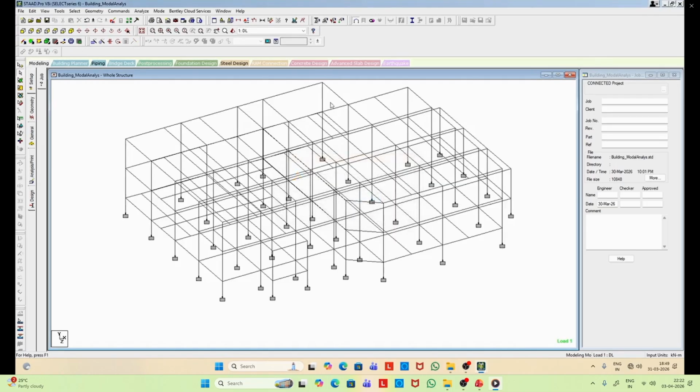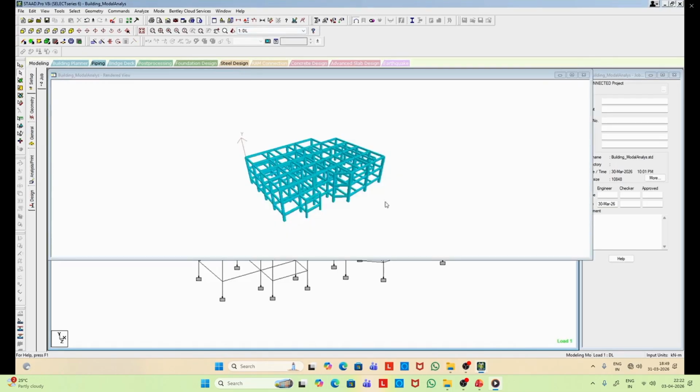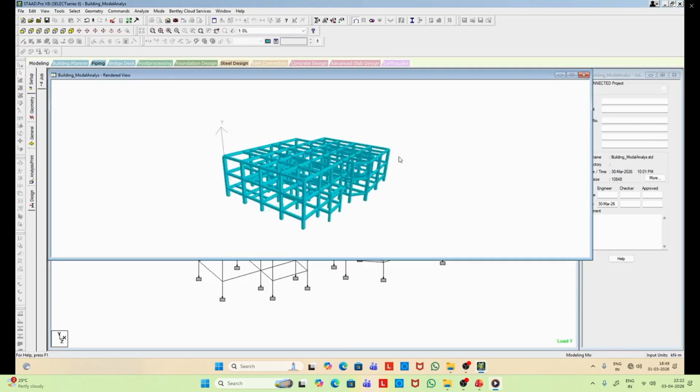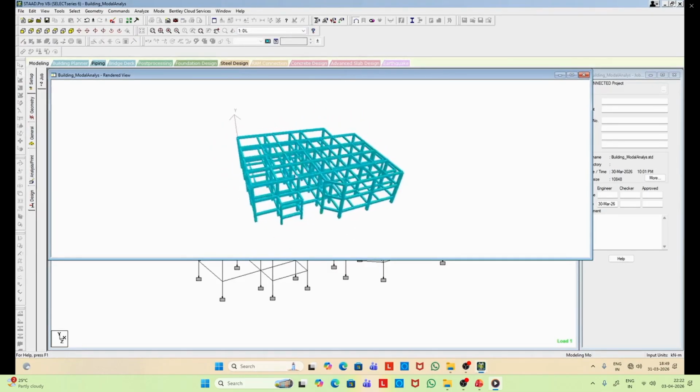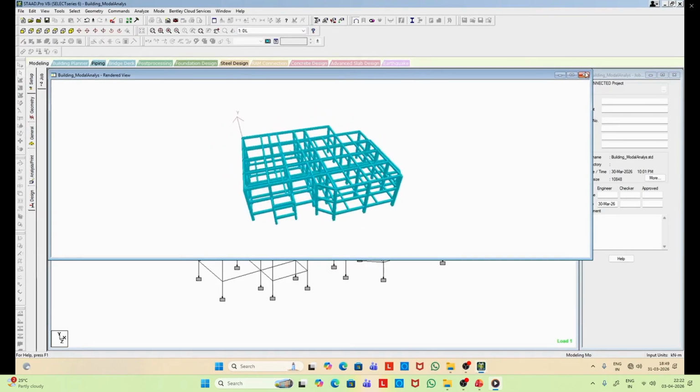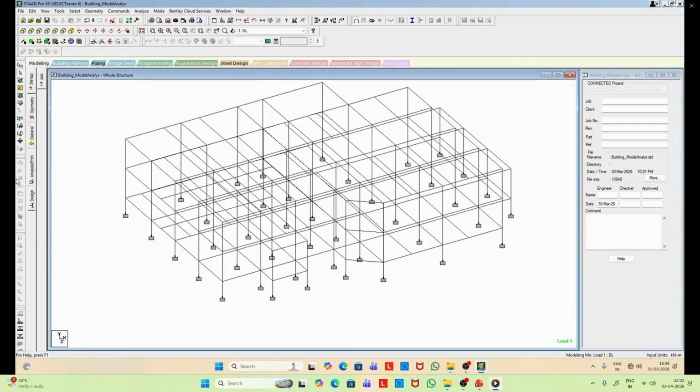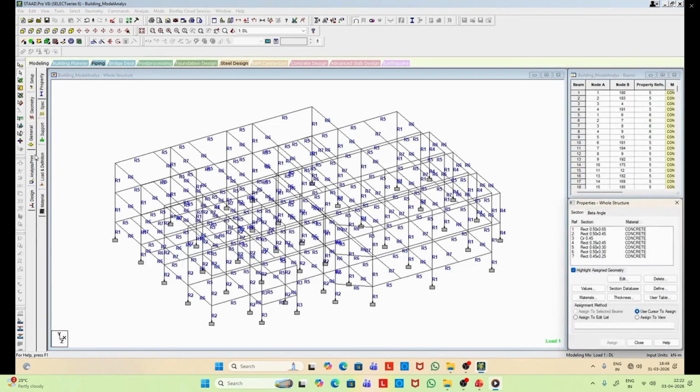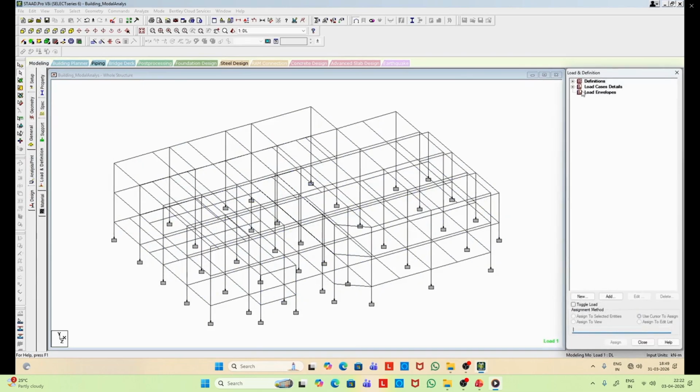Okay, so now we have the model, those two columns are removed, that is the entrance of the building, and if you see, we do not have any floor slab. Those were applied using floor loads. Okay. Now, here are the different loads that we used in our analysis. So let us go to the reference load definitions.